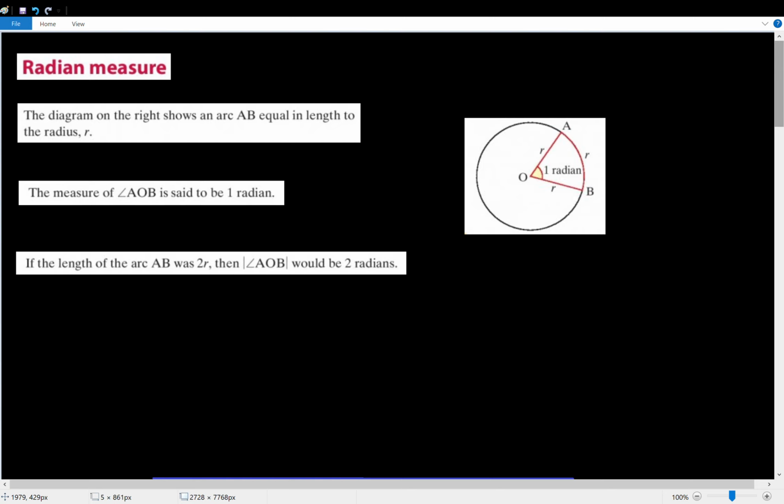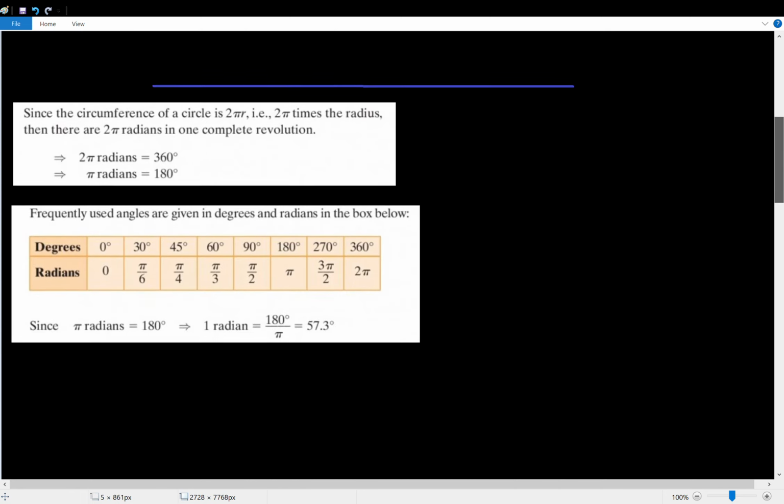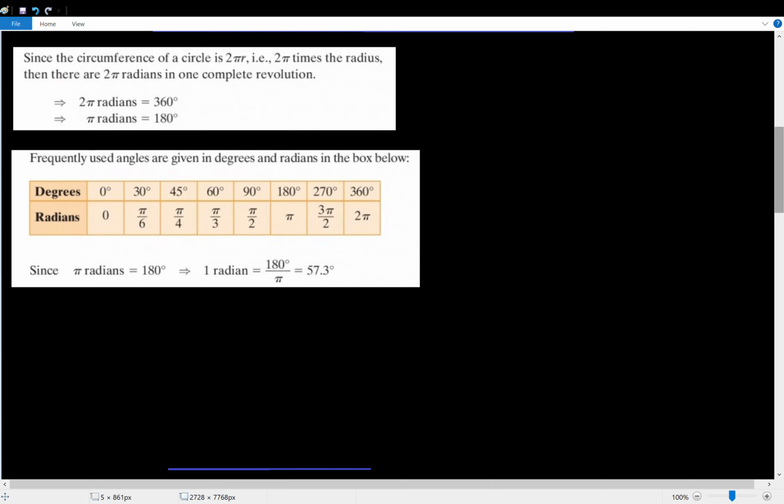Alright, so we're just going to take a look at a few different ways that this is going to impact and how this is going to work out for us. So let's take a look at the first bit. Since the circumference of a circle is 2 pi r, in other words, 2 pi multiplied by the radius, there are 2 pi radians in one complete revolution. So that means that 2 pi radians is equal to 360, or pi radians is equal to 180 degrees.